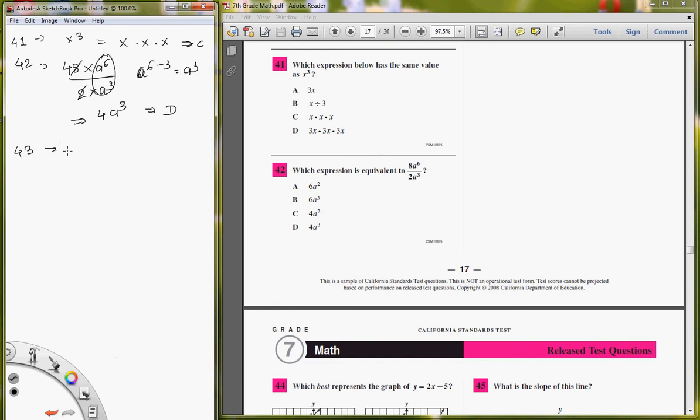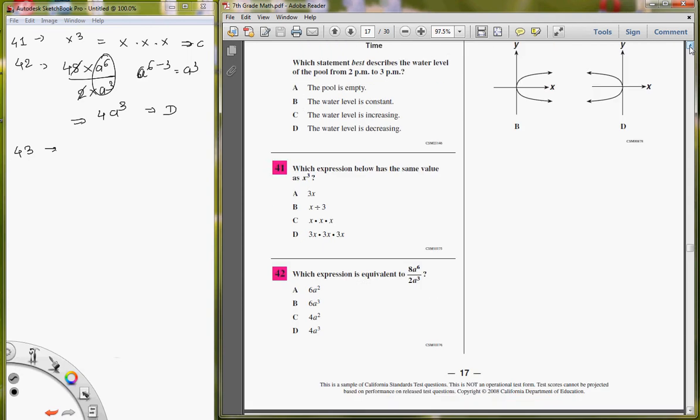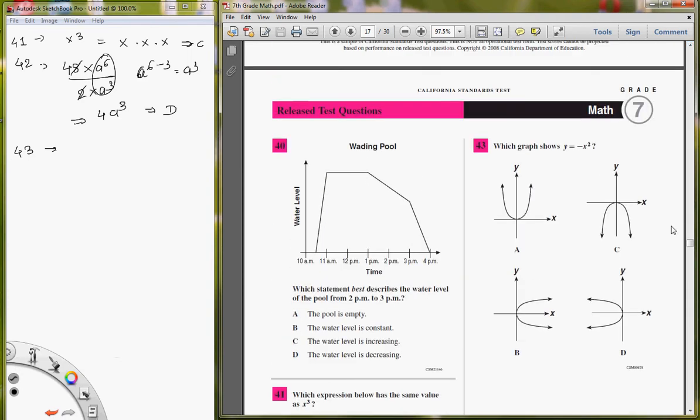Question number 43. Let me scroll a little bit up here. Which graph shows y is equal to minus x raised to square? So here let's put some values. If I put the value of 0, it will be 0, so I'm not going to do that. Let's start with 2. If I put 2 here, 2 raised to 2 is 4, and that will be negative, so y will be 4. When y is this and this is x, x will be 2.